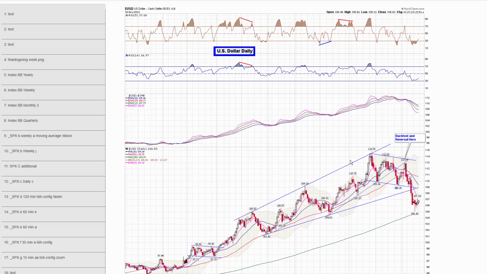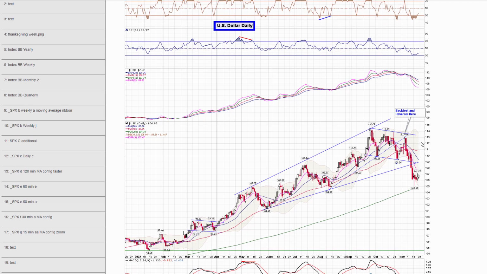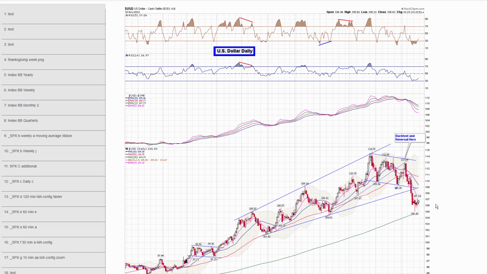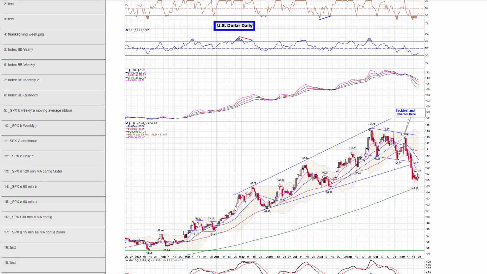Next, chart 48, here's the daily view. Again, you can see in the daily, we broke this channel and back tested it. We didn't quite make it to the 200-day moving average, but I'm wondering what the dollar is going to do here. Do we have a decent low here, or does it still need to work lower? That's going to affect the general market, obviously.